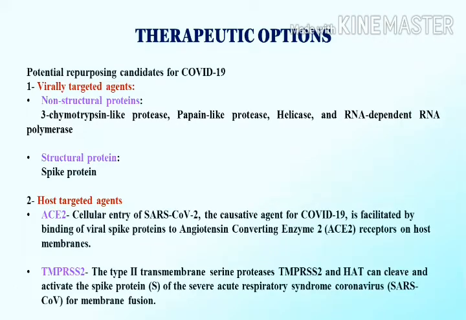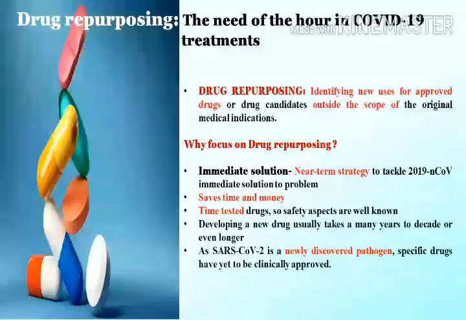Another target option could be the host targeted agents, so we can target the host proteins. ACE2 is present on alveolar cells, type 1, type 2 cells, and on kidney cells. The virus first binds to the ACE2 receptor, so we can target the ACE2 receptors. TMPRSS2, basically they are serine proteases, and they can cleave and activate the spike protein. So they help in the cleavage of the spike protein. If we can inhibit these serine proteases, that could also be a therapeutic option.